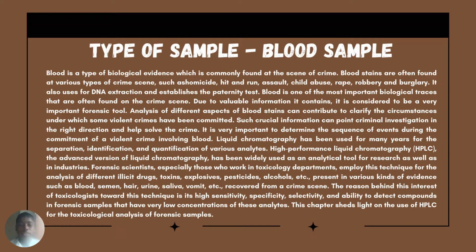Blood is one of the most important biological traces that are often found at the crime scene. Due to the valuable information it contains, it is considered to be a very important forensic tool. Analysis of different aspects of blood stain can help clarify the circumstances under which some violent crimes have been committed. Such crucial information can point the criminal investigation in the right direction and help solve the crime. It is very important to determine the sequence of events during the commission of a violent crime involving blood.